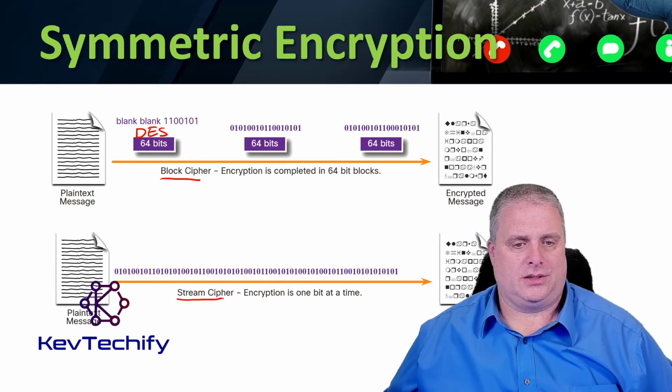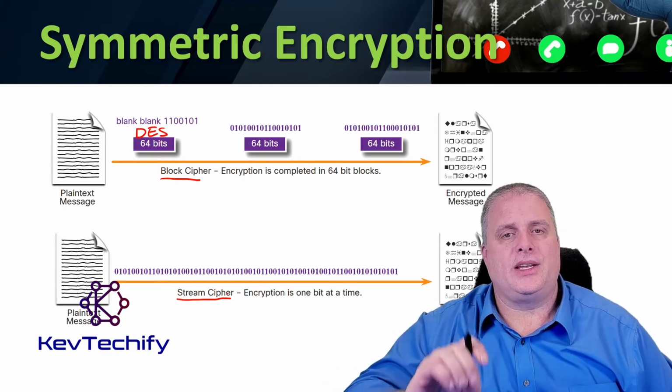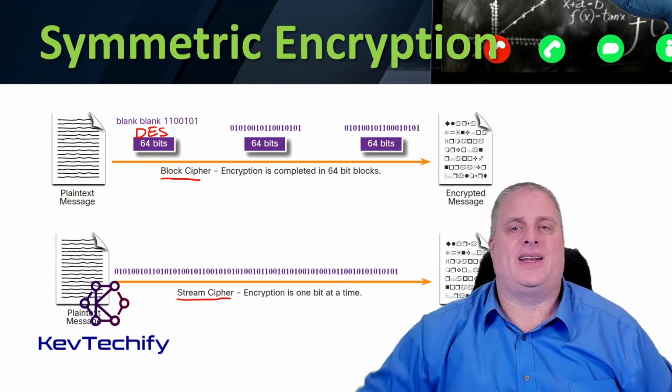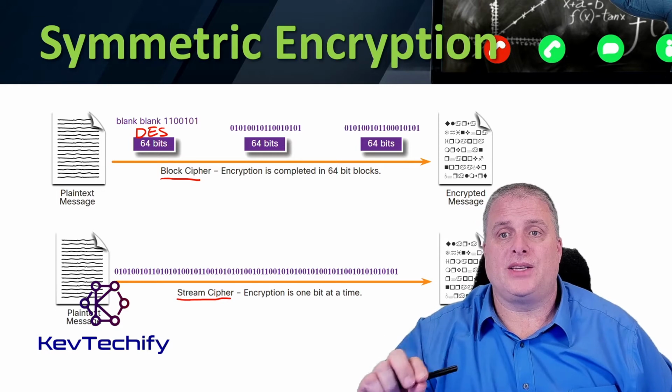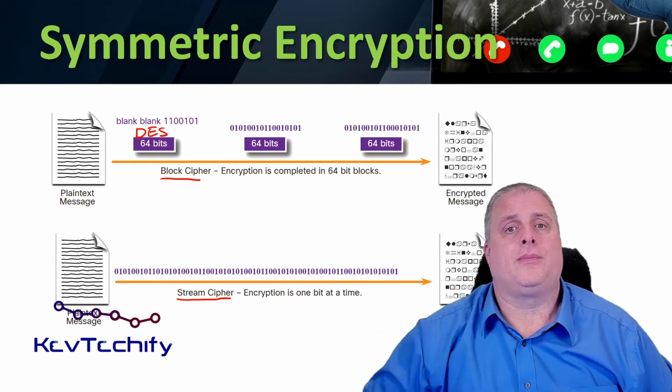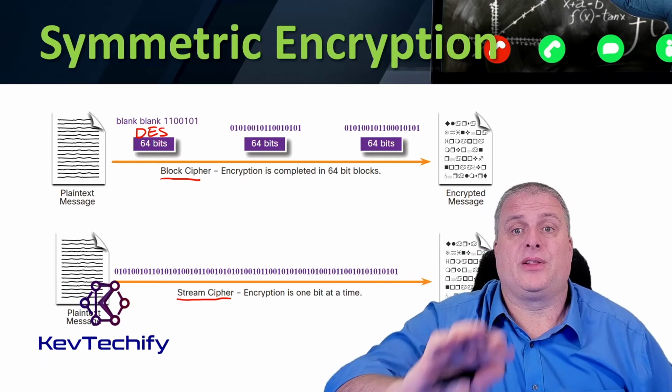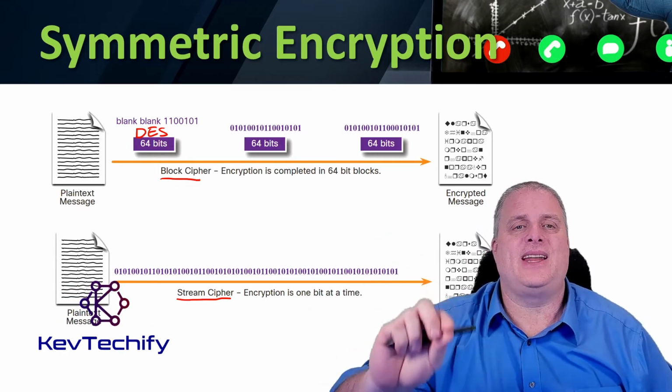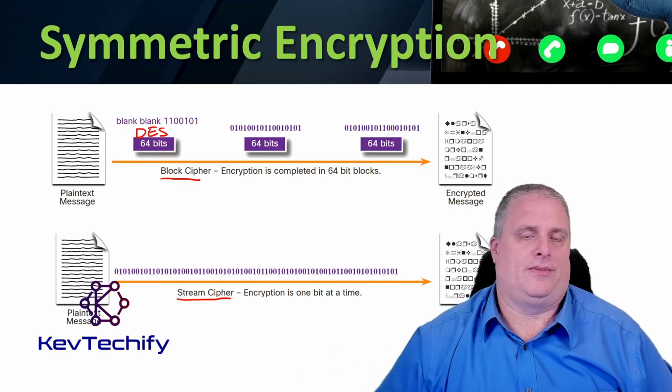Stream ciphers encrypt plain text 1 byte or 1 bit at a time. Stream ciphers are basically a block cipher with a block size of 1 bit or byte. Stream ciphers are typically faster than block ciphers because data is continuously encrypted.